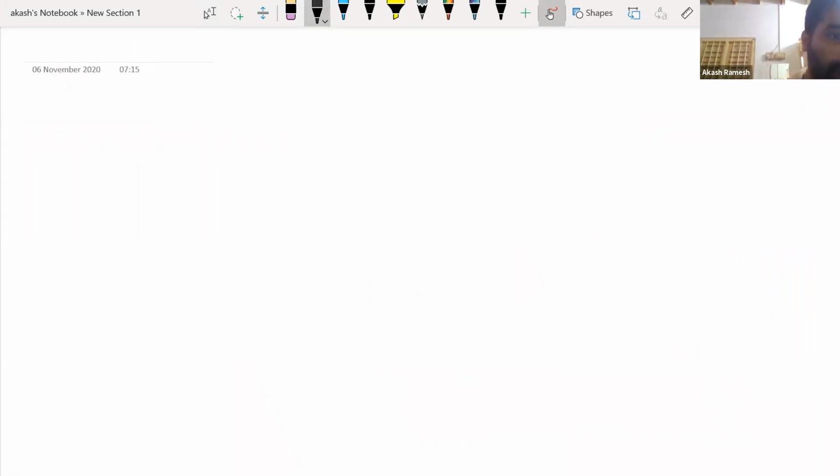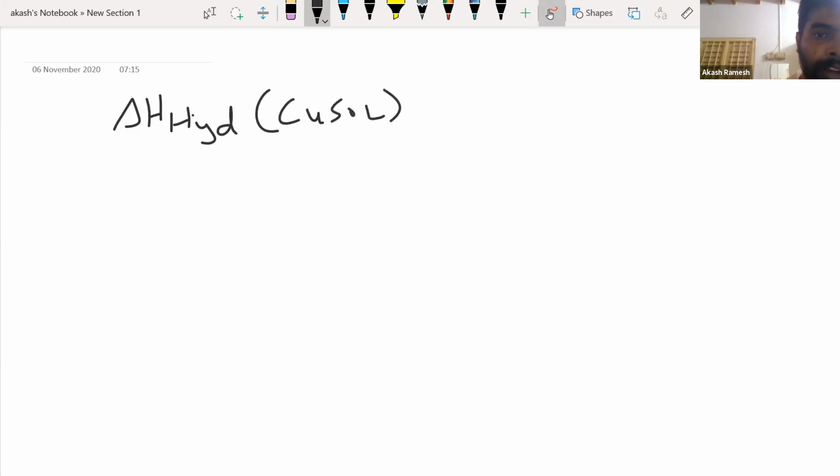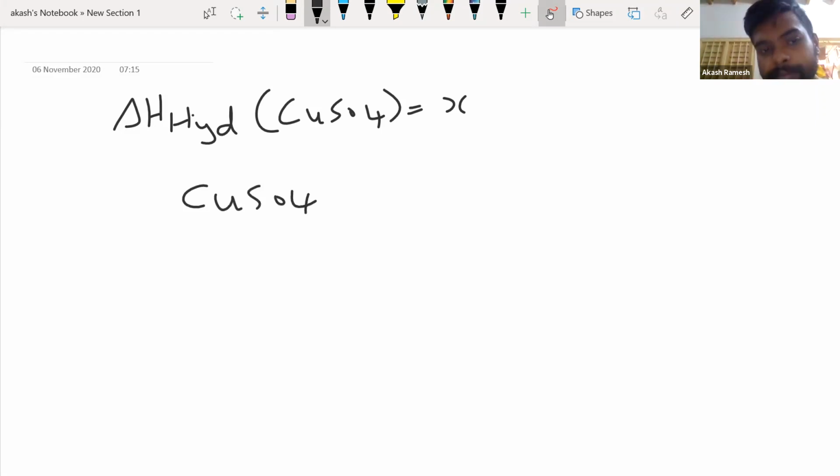Okay. So for example, people, if I say the hydration enthalpy of CuSO4 is some X kilojoules per mole, how am I going to write the reaction? This is how I'm going to write the reaction. We have to make sure that there is 1 mole of CuSO4 in the anhydrous state, isn't it? Right? So now it is going to get hydrated.